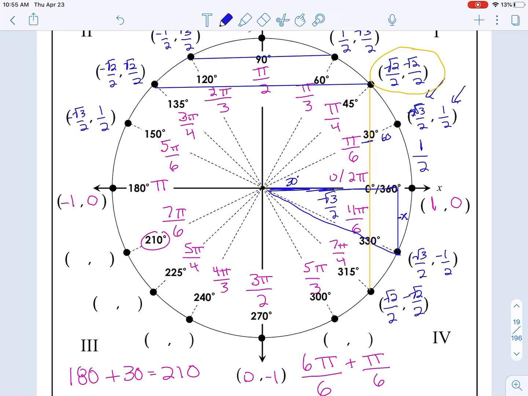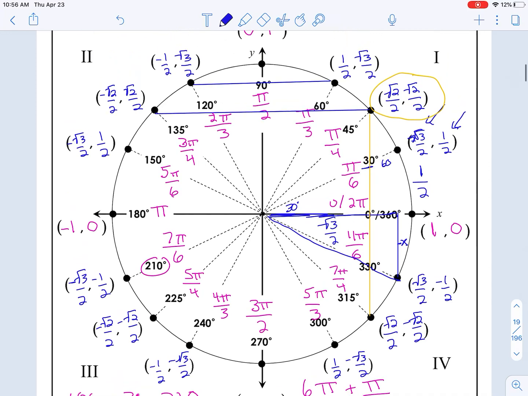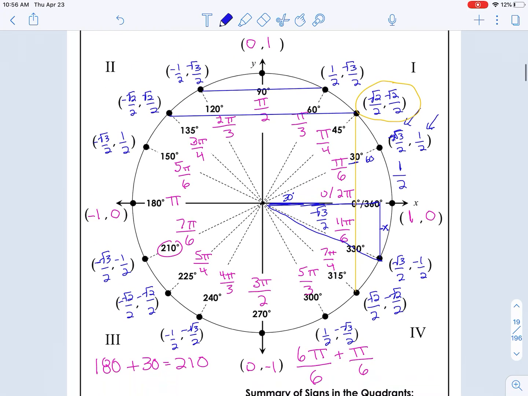Okay, we've talked through this quite a bit now. I think that you guys should be able to get it. Then we have 1/2, negative square root of 3 over 2. Then we have negative 1/2, negative square root of 3 over 2. Then we have negative square root of 2 over 2, negative square root of 2 over 2. Then we have negative square root of 3 over 2, negative 1/2. Voila! There is the unit circle.